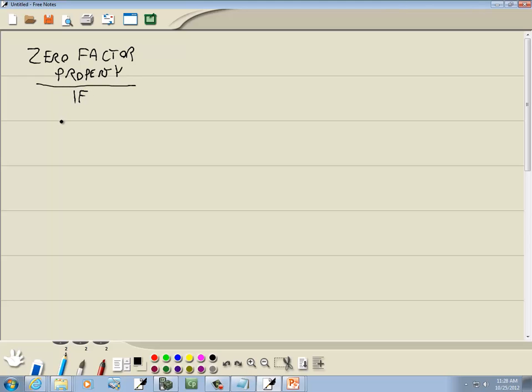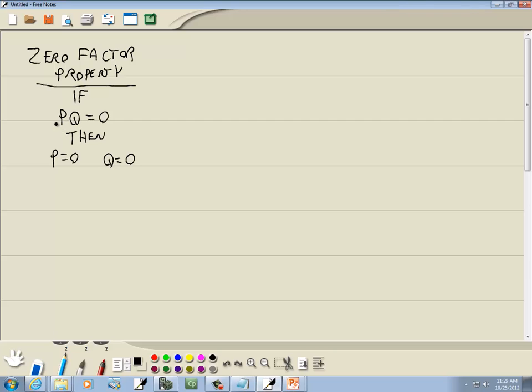But this says if you've got something times something else equal to 0, then you can set each factor equal to 0. So you set p equal to 0, and you set q equal to 0. And look at how I phrase that. Something times something equal to 0. Because it really is as vague as that.